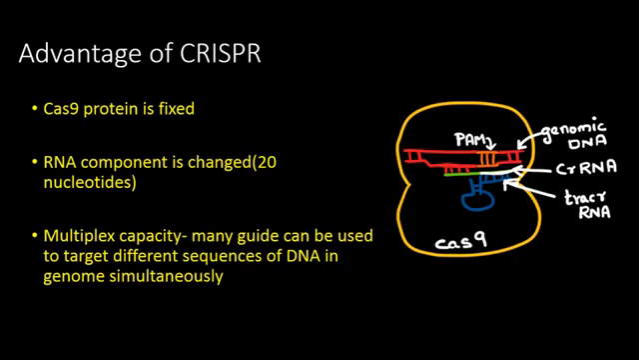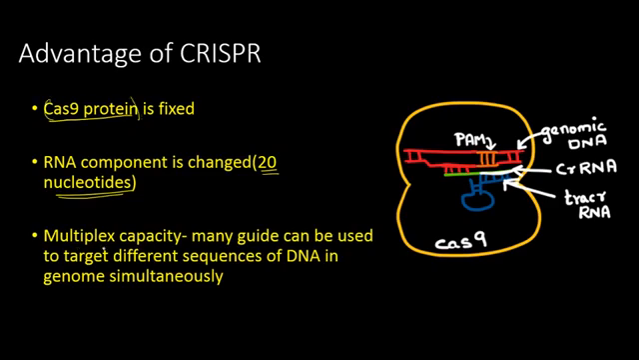Now we have already talked about the advantages of CRISPR. The Cas9 protein is fixed, we don't have to do anything with it. Then the RNA component is changed. It is a 20 nucleotide sequence that we have to change. Only the 20 nucleotide sequence complementary to the target DNA site has to be changed for each target, and the Cas protein is the same for all.